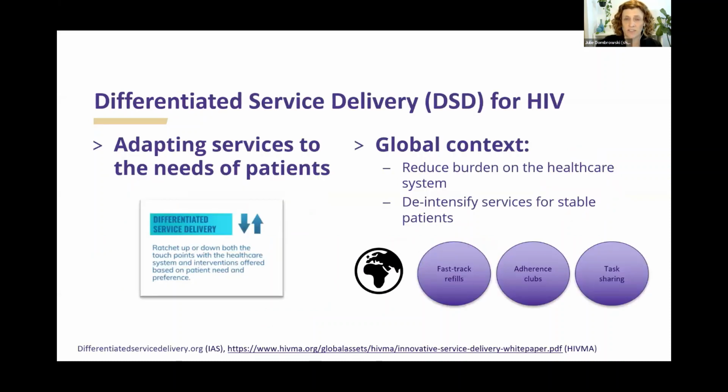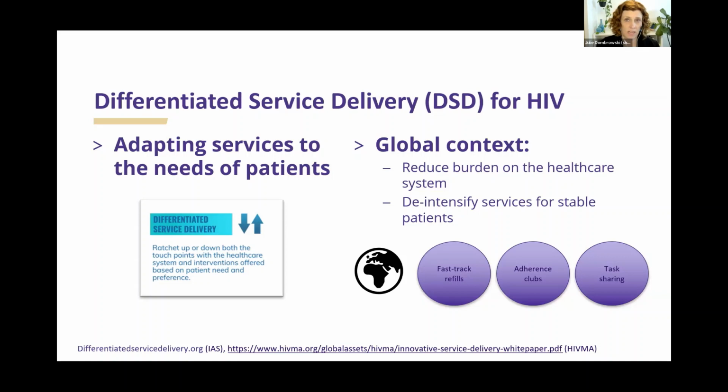So differentiated service delivery, or DSD for HIV, is really a strategy of adapting services to the needs of patients. So higher need patients, more intensive services, lower need patients, less intensive services. There's a graphic here from HIV-MA that describes this quite simply as ratcheting up or down both the touch points with the healthcare system and interventions offered based on patient need and preference.